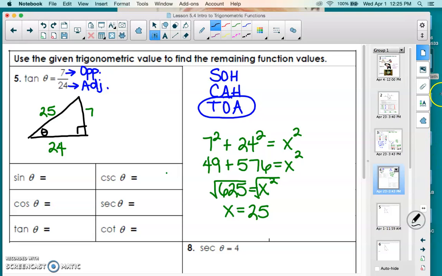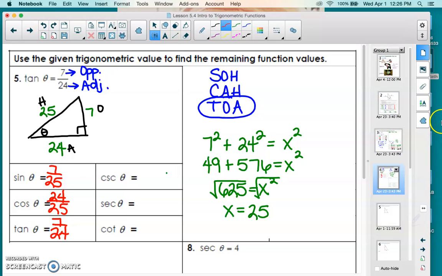Okay, so from here, you may want to label your side lengths as opposite, adjacent, hypotenuse, like you've been doing. So opposite, adjacent, hypotenuse, like this. And then you can go ahead and fill in your ratios. So sine is opposite over hypotenuse. Cosine is adjacent over hypotenuse. And tangent is opposite over adjacent. So there's your three trig ratios for the traditional trig functions.